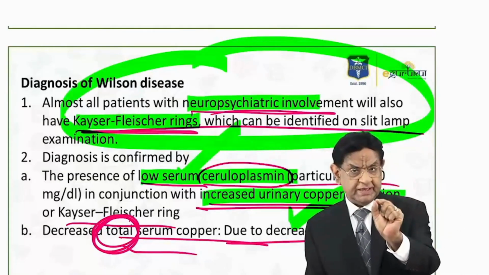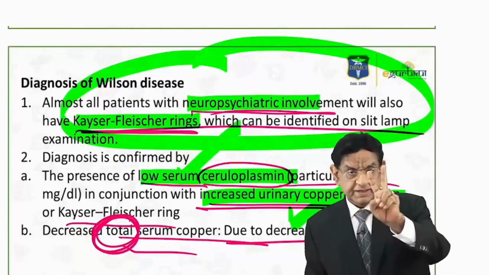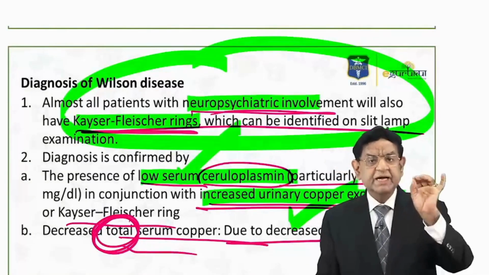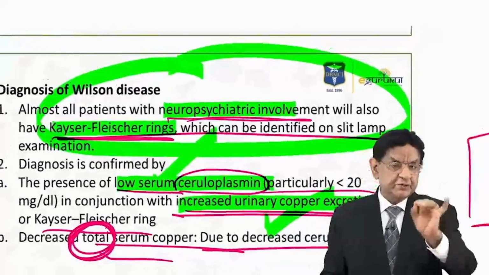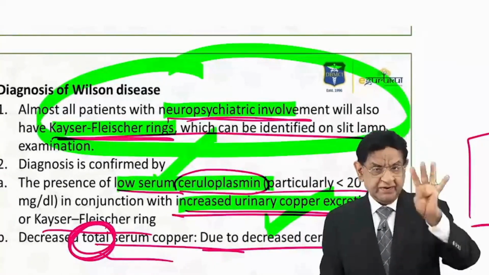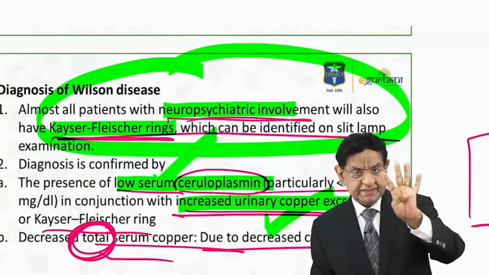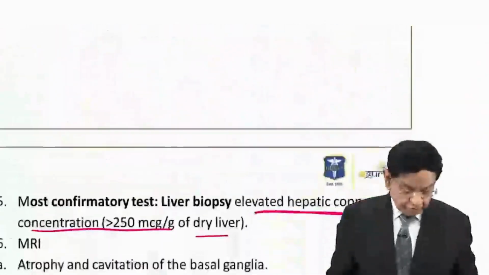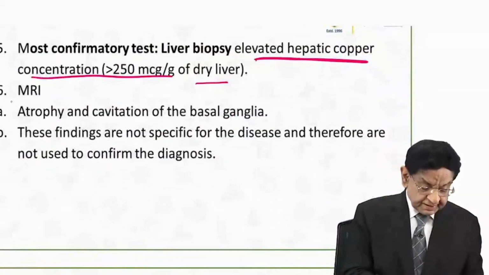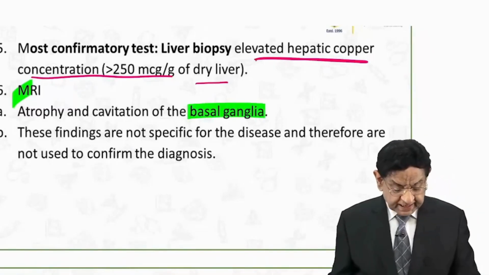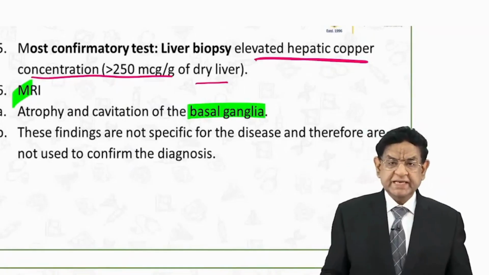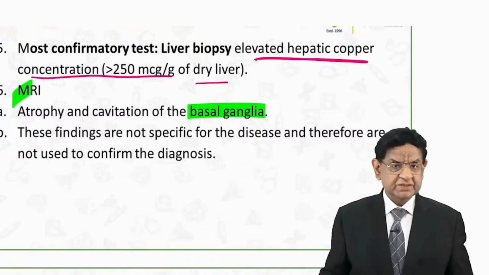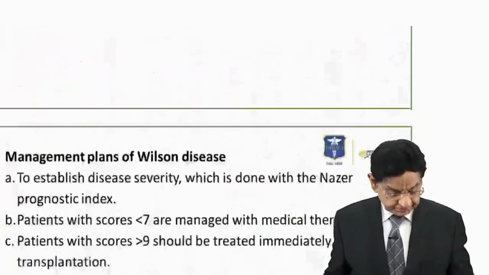The first thing to be done is KF ring. Number 2, in the early stage, reduced serum ceruloplasmin. In the advanced stage, increased urinary copper excretion. And finally, the most accurate test is biopsy. 4 keywords so far. We can also go for MRI. In the MRI, we look for basal ganglia problems. But this basal ganglia problem is not specific. It will simply add on to the diagnosis, but it's not a diagnostic investigation.